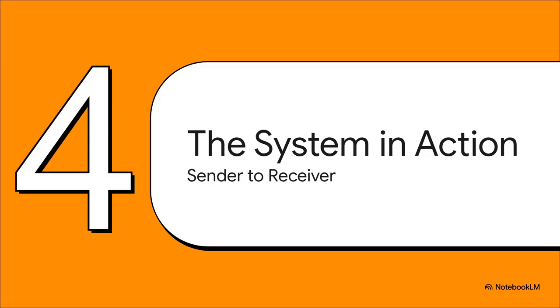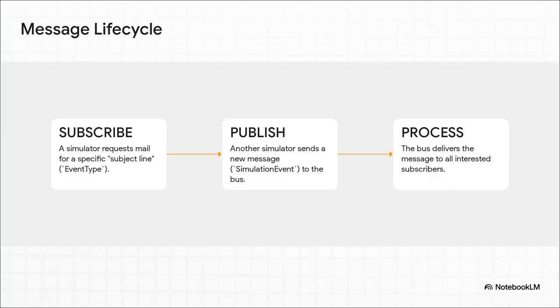Okay, so we've met the post office, we've taken a close look at the mail. Now let's put it all together and see how they actually work together. We're going to follow a single message on its journey, all the way from the sender to the receiver. The whole journey kicks off when a simulator subscribes. It basically raises its hand and tells the post office, hey, anytime you get a letter with the subject state update, I want a copy. Put one in my P.O. box.